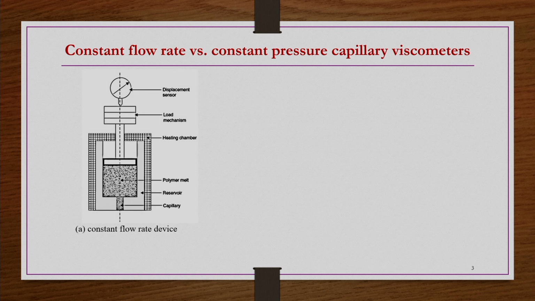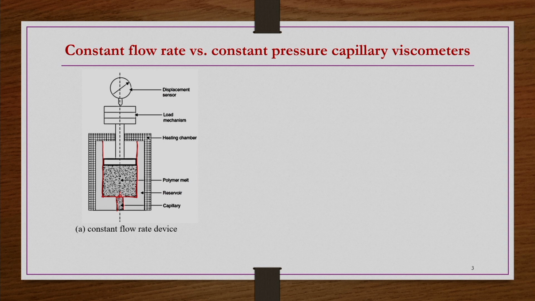So, constant flow rate devices. Here we have a container, or reservoir or vessel, whatever you call. So, here at the bottom there is an opening, and that opening is such that it can be adjusted, and then a capillary of different diameters can be fixed. It is not a fixed opening, it is an adjustable opening here.